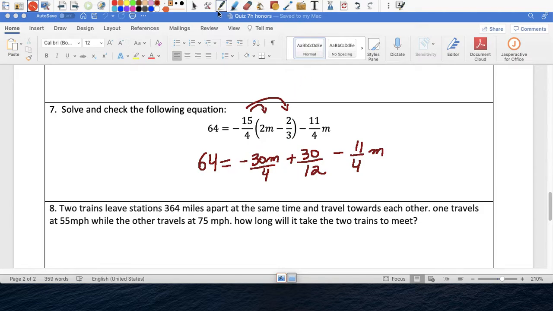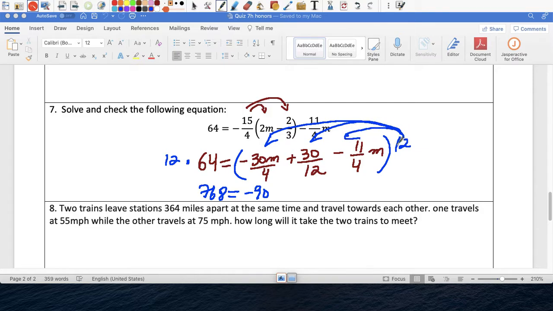Now, like I said, you had choices. Now my common denominator is 12, so I'm going to multiply everything by 12. So I'm going to take this and multiply by 12, then take that and multiply by 12. So now I get a big number. Maybe that wasn't such a great idea. It's okay. 12 times 64, I get 768 equals, let's see, negative 90m, because again, here's my distributive property.